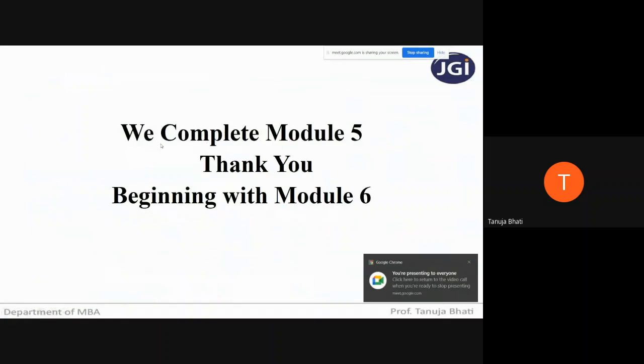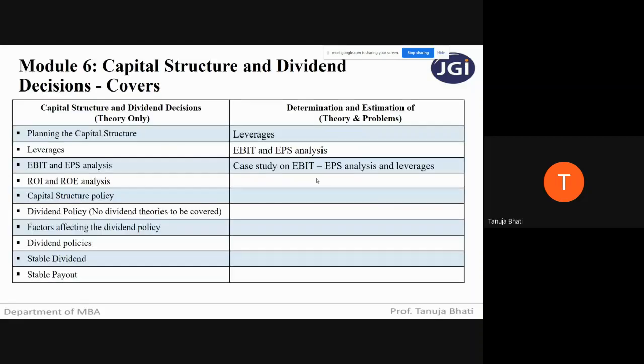So we have completed module number 5. Now we begin with module number 6. So these were all the sums in respect of estimation or determination of working capital requirement which we have solved relating to all the previous year's question papers. So now you'll know what type of sum usually falls or will fall in the question paper. Now we begin with module number 6. This is our last module under subject financial management.